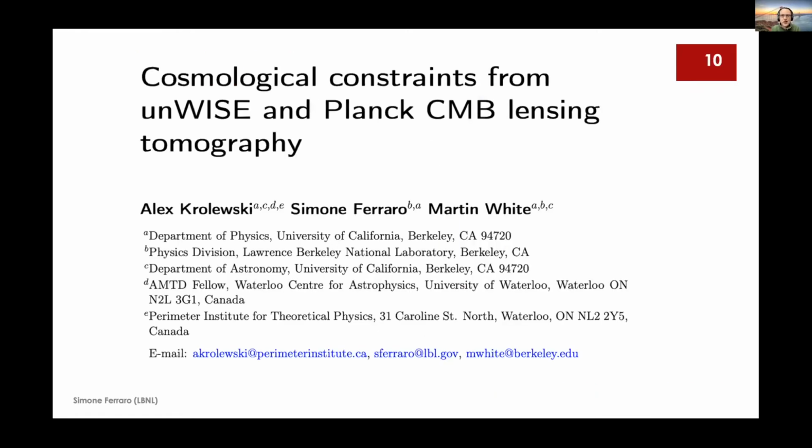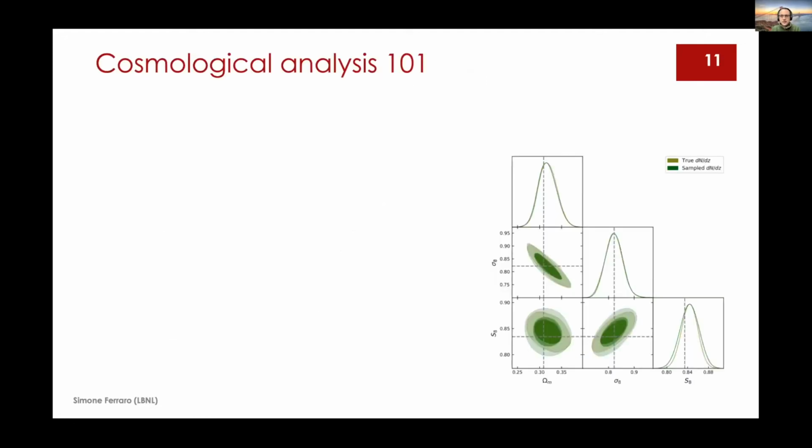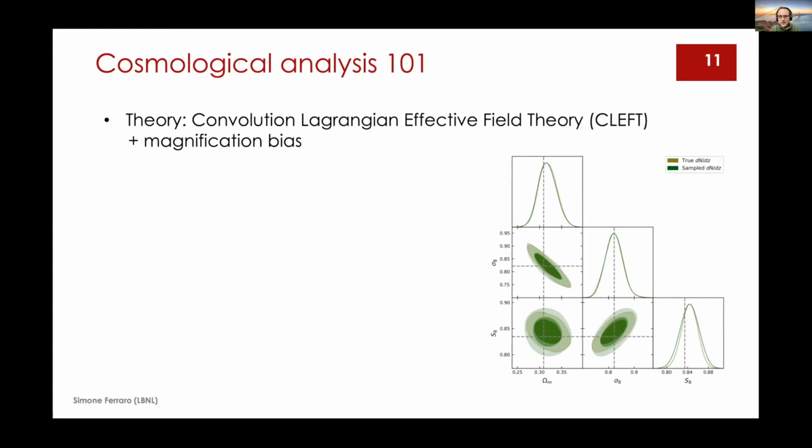All right, so once we were confident in the measurement, we went ahead with the cosmological analysis. Again, just one slide on what that entailed. First of all, we need the theory. We chose to use effective field theory of large-scale structure in Lagrangian space. One particular implementation of that is CLEFT. And of course, it includes magnification bias, and that's very important.